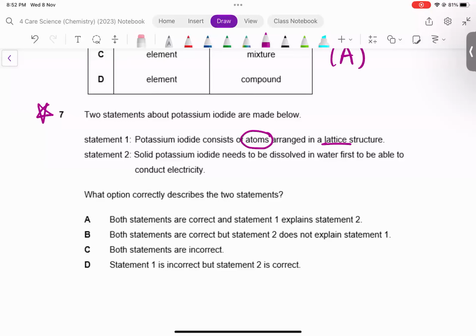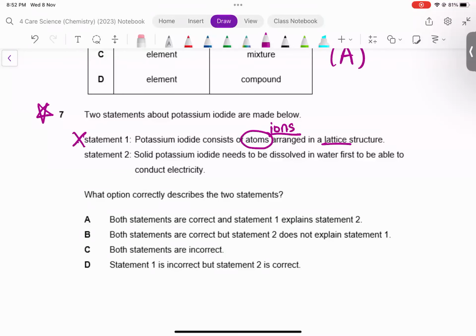So since it's ionic, it's not atoms, it's ions. Because one word is wrong, the whole statement is now wrong. Statement 1 is incorrect because potassium iodide consists of ions arranged in a lattice. So statement 1 is wrong.